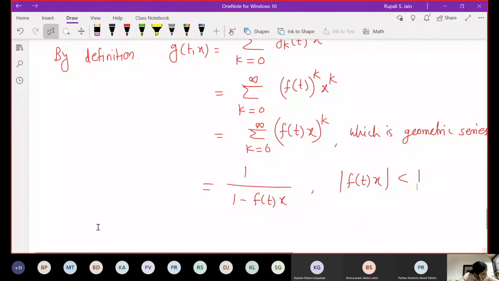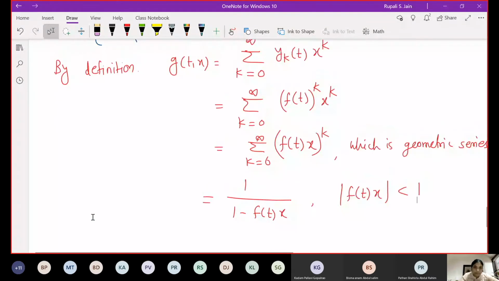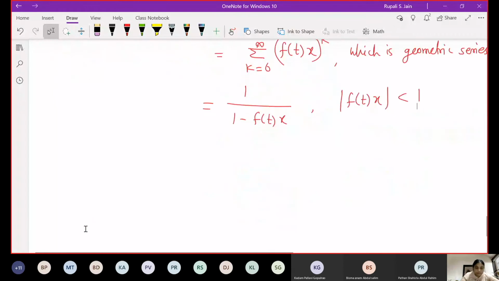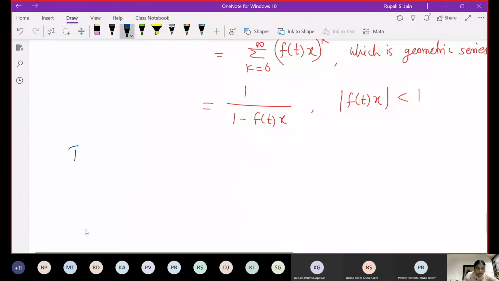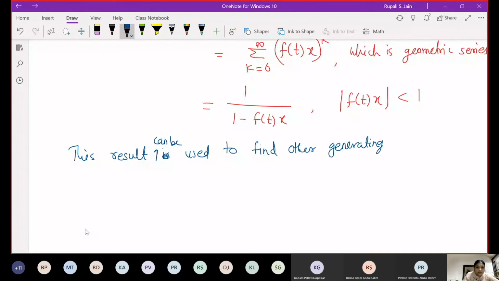So now this result can be used to find other generating functions. Okay. This result can be used to find other generating functions.